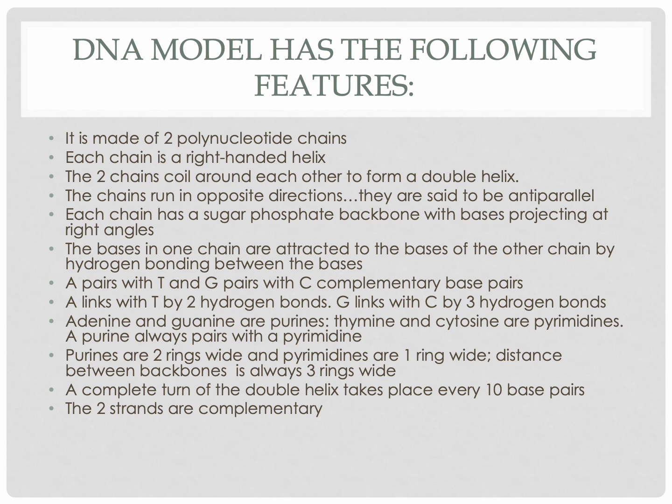Adenine and guanine are the purines. Thymine and cytosine are pyrimidines. A purine always pairs with a pyrimidine. Purines are 2 rings. Pyrimidines are only 1 ring. The distance between the backbones is always going to be 3 rings wide. A complete turn of the double helix takes place every 10 base pairs. The 2 strands are complementary.